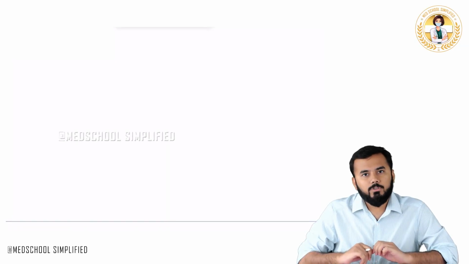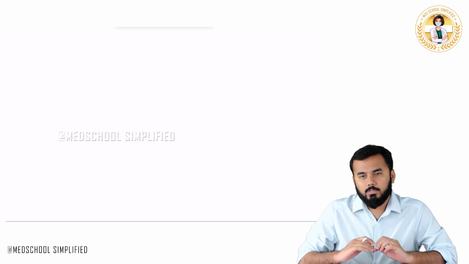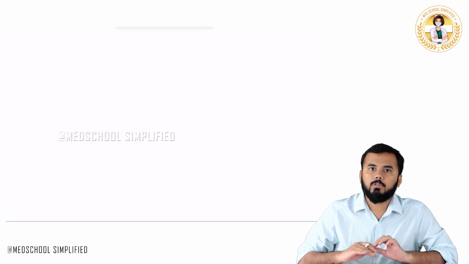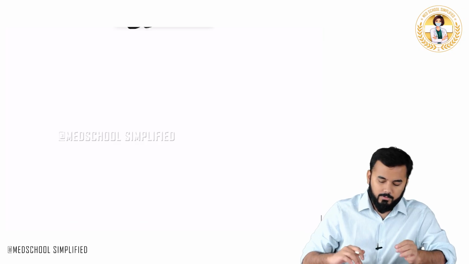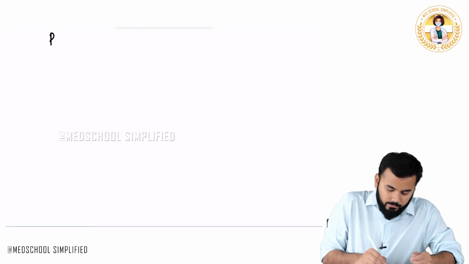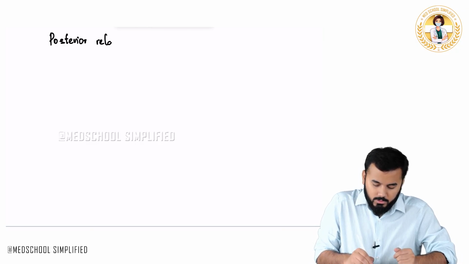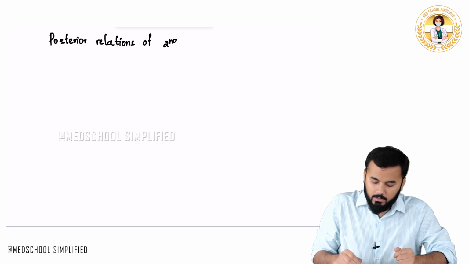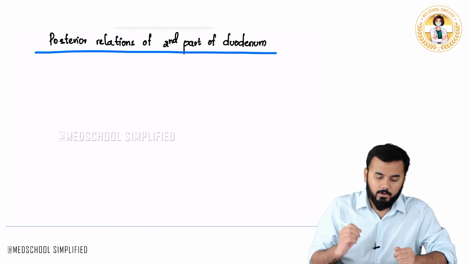Hello guys, so now we shall be discussing the posterior relations. Previously we talked about the anterior relations of the second part of the duodenum. Now we shall be discussing the posterior relations of the second part of the duodenum. So what are the posterior relations of the second part of the duodenum?